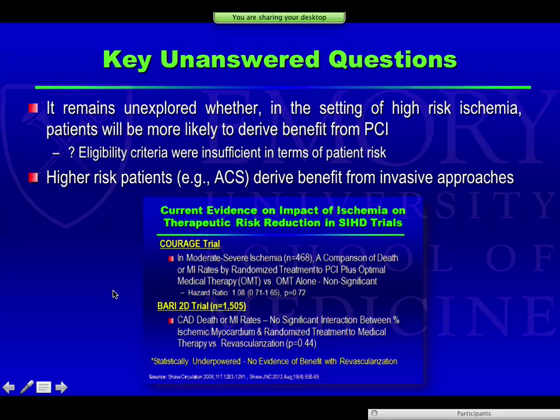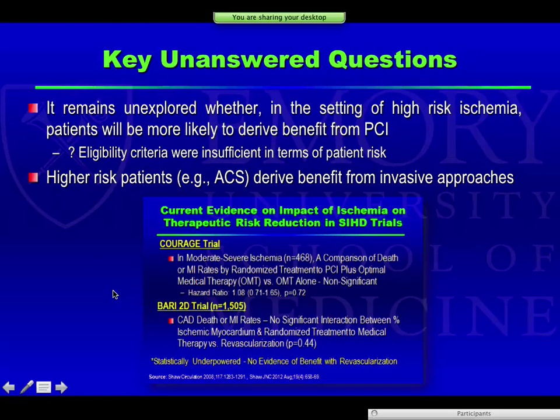But there are some key unanswered questions that I think really beg for us to explore even further. So should we actually look at a higher risk, higher amount of ischemia? Would that actually be a patient population to derive a benefit? And were the eligibility criteria insufficient? We do know there's a stark contrast between the SIHD evidence and the ACS evidence.